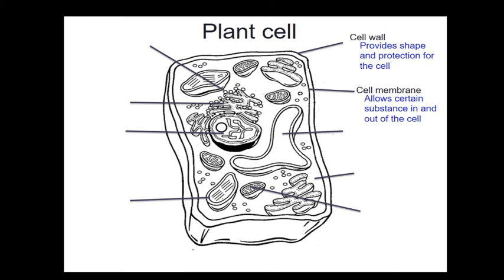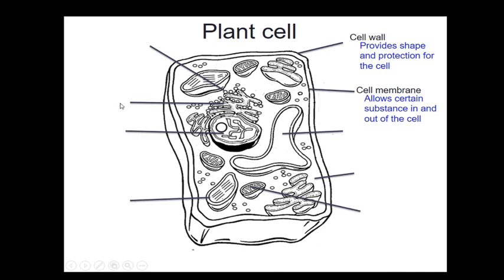I'd like you to carry on in this fashion. So label all the labels of the plant cell. See if you can figure out what they are. That's the vacuole, the cytoplasm, mitochondria. On this side we have the chloroplast. I'm going to leave that one for you to try and figure out.